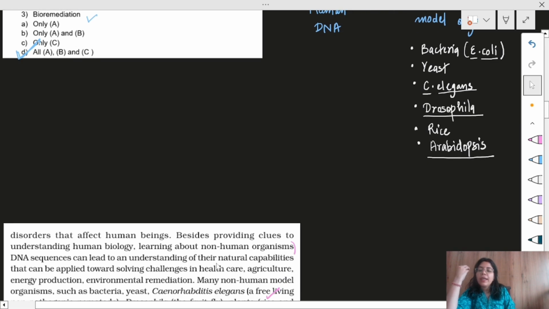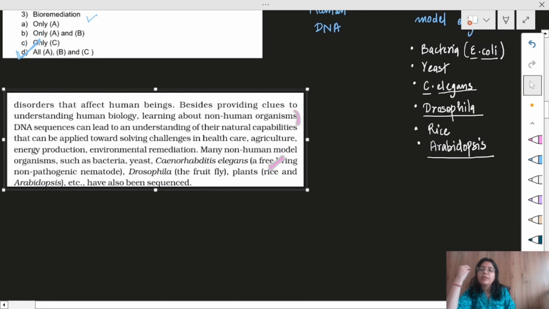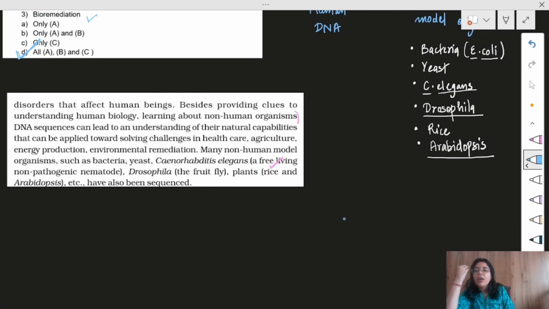And you can see this line directly given in NCERT here. Just see this. They have mentioned that DNA sequences can lead to understanding of the natural capabilities that can be applied towards solving challenges in healthcare, agriculture, energy production, and environmental remediation. Only the word has been changed here. Instead of environmental remediation, they have mentioned bioremediation. What's the meaning of this term? I will help you by explaining with respect to environmental remediation.